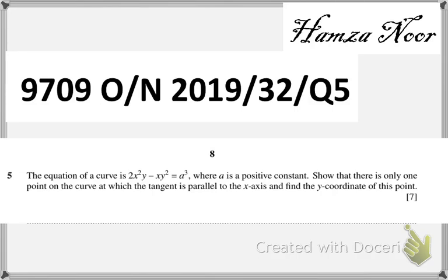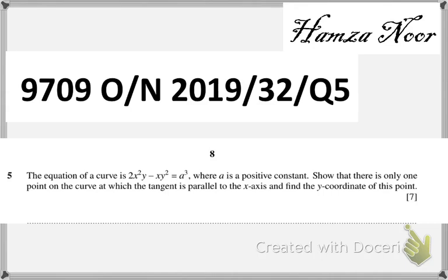This is a question from A Levels Maths 9709, October/November 2019, Paper 3, Variant 2, question number 5. It says the equation of a curve is 2x²y − xy² = a³, where a is a positive constant. Show that there is only one point on the curve at which the tangent is parallel to the x-axis and find the y coordinate of this point.